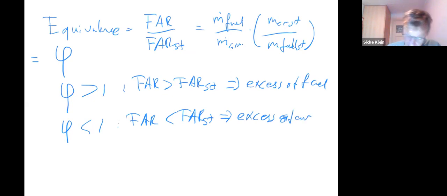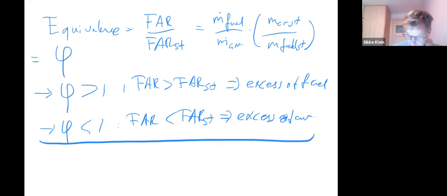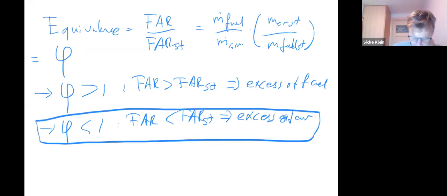Does anybody have an idea what we have in gas turbines? Will we normally have phi larger than one, or smaller than one? Yeah, I see some answers: less than one, much smaller than one. This is very important. So we normally have an excess of air. We have more air than required for stoichiometric combustion.